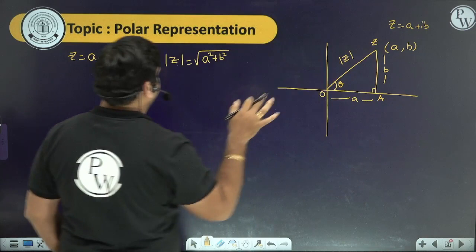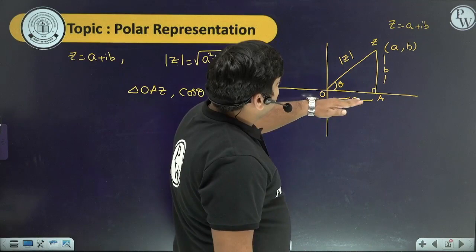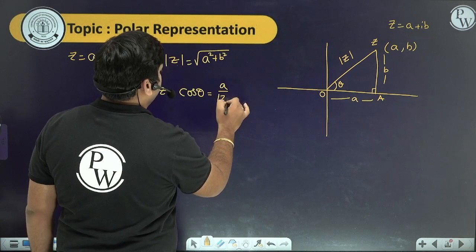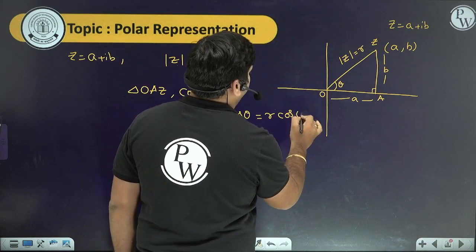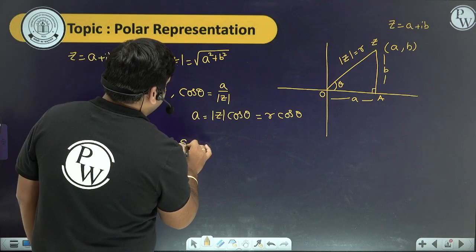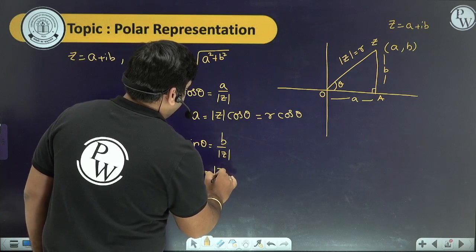In triangle O, A, Z, if I go for cos theta, tell me what happens. Cos theta is adjacent by hypotenuse, so A by mod Z, or I can say A is equal to mod Z into cos theta. In some books, it will be represented directly with R. You can write R cos theta. R or mod Z, everything is the same notation. In the same triangle, if I go for sine theta, sine theta will be B by mod Z, which gives B is equal to mod Z sine theta, also called R sine theta. So, what is this polar representation?